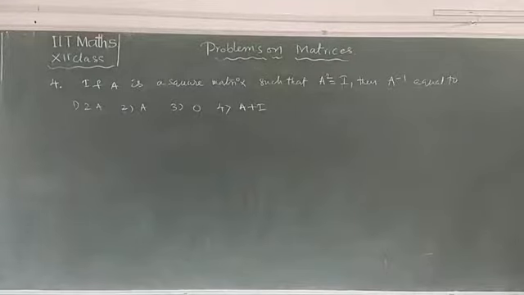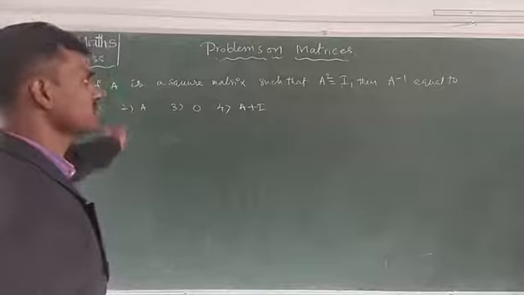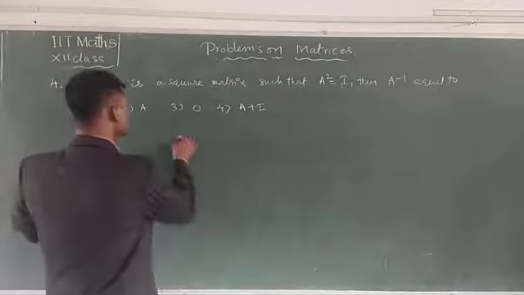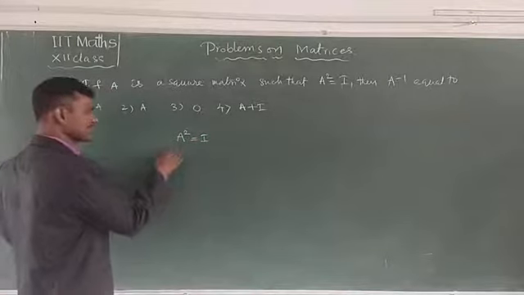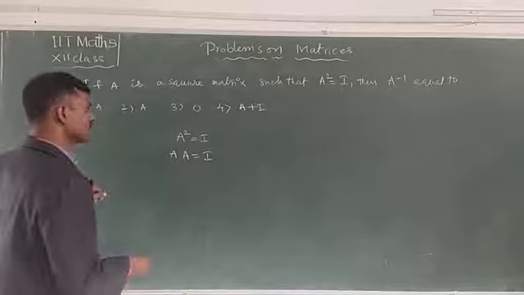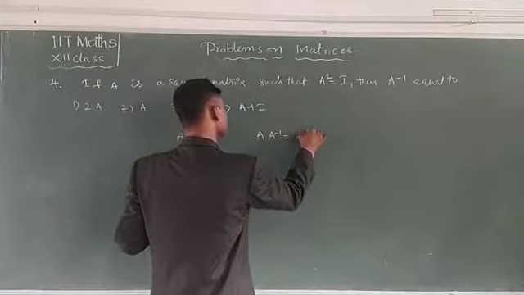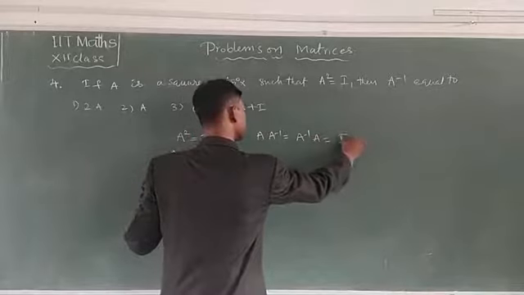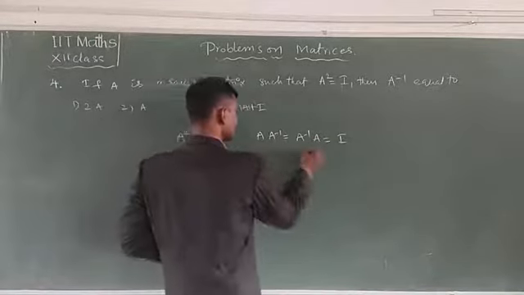Okay, next, the fourth one. If A is a square matrix such that A square is equal to I, then A inverse is equal to. This is also very easy. See here, A square is equal to I as given. Here A square is written as A into A is equal to I. By the definition of inverse, A into A inverse is equal to A inverse into A is equal to what? I, the identity matrix.